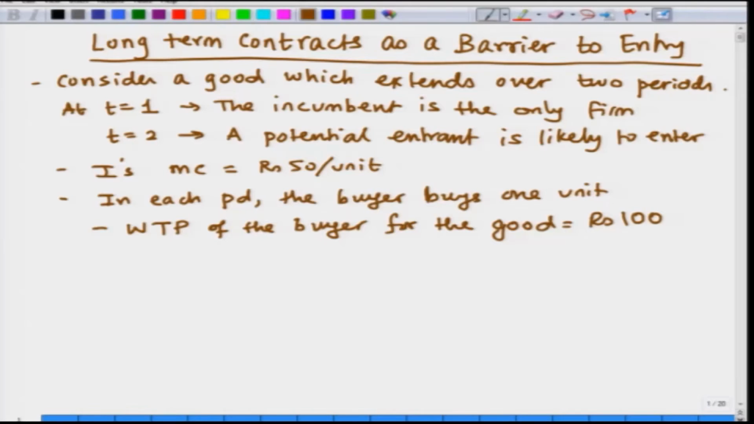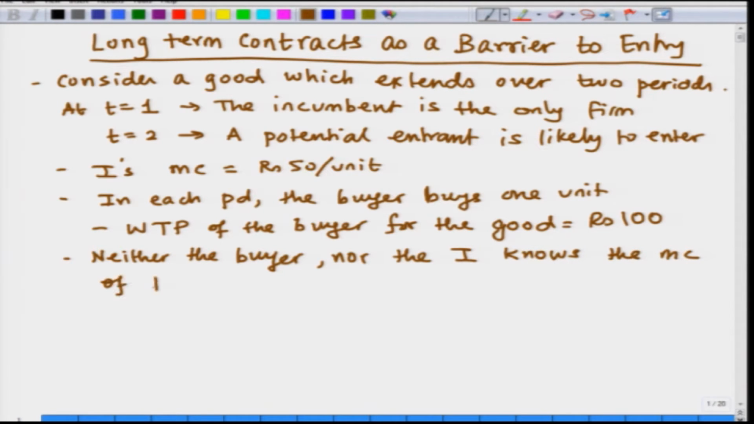Now, the incumbent's marginal cost is full information. What is not fully known is the marginal cost of the entrant, right. So, neither the buyer nor the incumbent knows the marginal cost of the entrant. The entrant's marginal cost is private information, right. So, neither the buyer nor the incumbent knows the marginal cost of the entrant.